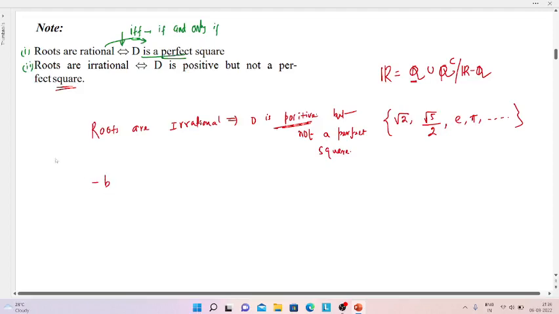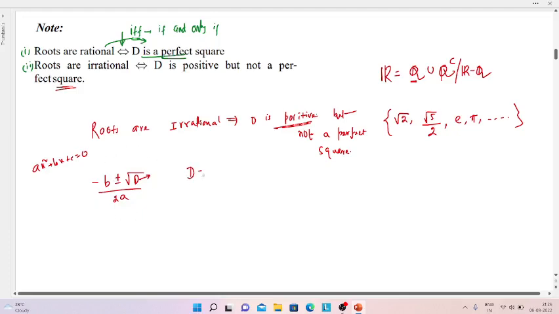Roots will be, for the case of ax square plus bx plus c equals 0, this is the quadratic equation, so the roots will become minus b plus minus root over d by 2a. So if d is positive and d should not be a perfect square, if that happens, then this total part will become irrational. Let me think about it.